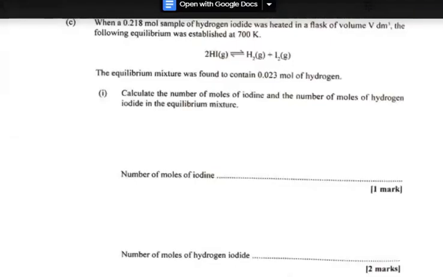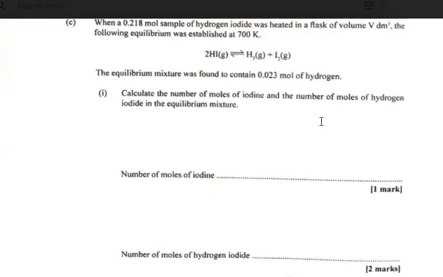In this video, I'll be working the 2021 past paper, just the equilibrium question. So it's question two, part C, 2021. It says, when a 0.218 mole sample of hydrogen iodide was heated in a flask of volume V dm cube, the following equilibrium was established at 700 Kelvin. So the equation is for the decomposition of hydrogen iodide to give hydrogen and iodine.